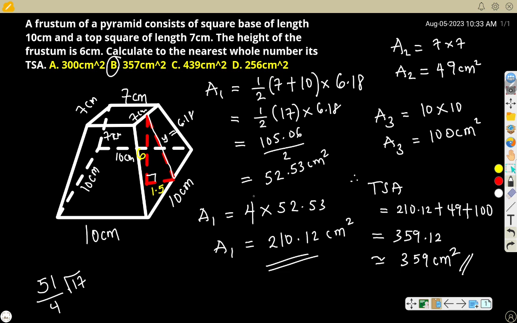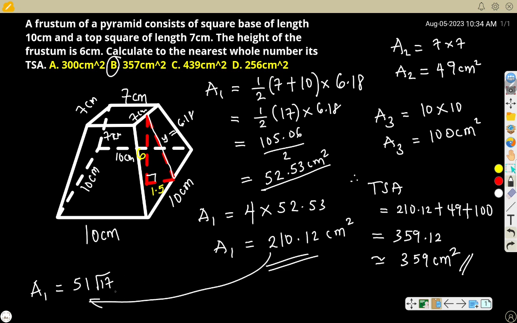So this result we got here, I'm trying to show why the final answer may deviate, because we have 7 and we have 9. So I want to walk through the exact answer first. This 52.53 in exact form is 51 over 4 root 17. That exact form times 4, because we have 4 of it, gives 51 root 17. So A1 will give us 51 root 17. If you press 51 root 17, it gives approximately 210 point something, but the decimal deviates because we are working with the exact value. That's the exact value of this area, 51 root 17.